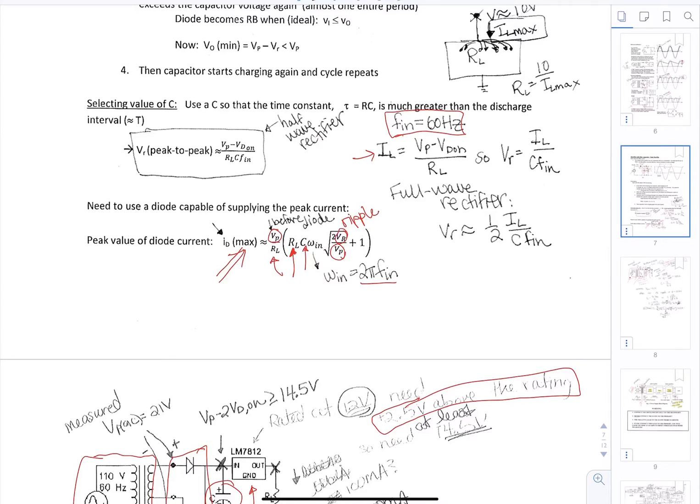So the capacitor, though, is easy enough to get an approximate value at the beginning. If you use a full wave rectifier, you can use this. It's just a half of your current IL, which is, in the case example I gave before, that was like 100 milliamps.